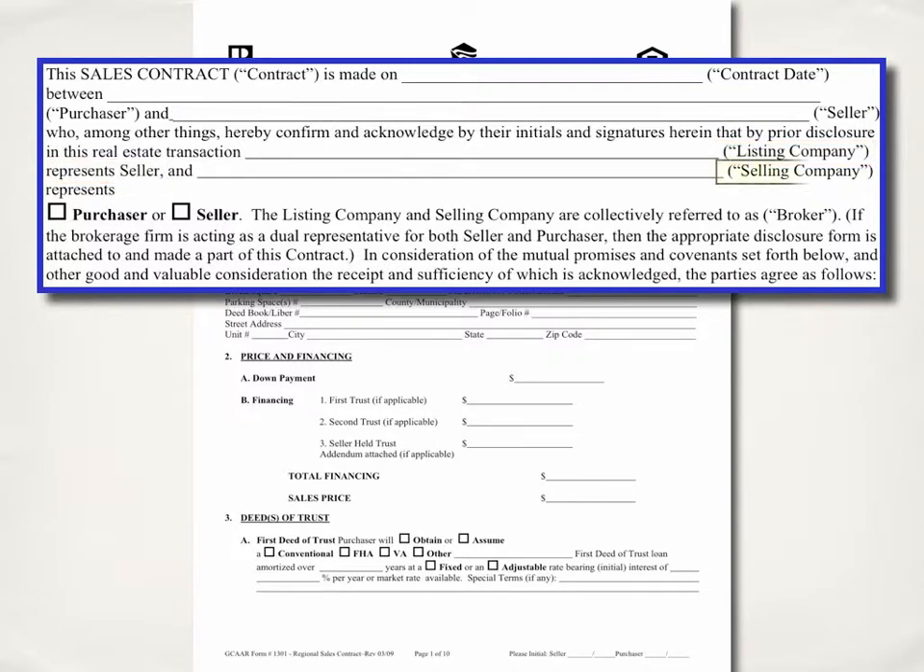The next company to identify is the selling company. Sometimes the selling company represents the buyer. Sometimes the selling company represents the seller. The selling company only represents the buyer if the buyer and the selling agent who works for the selling company has entered into a buyer-broker agreement. In the event that a buyer-broker agreement has not been executed between the buyer and the selling agent, in that instance, the selling agent will then represent the seller.